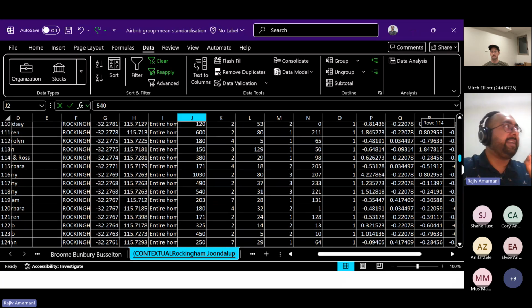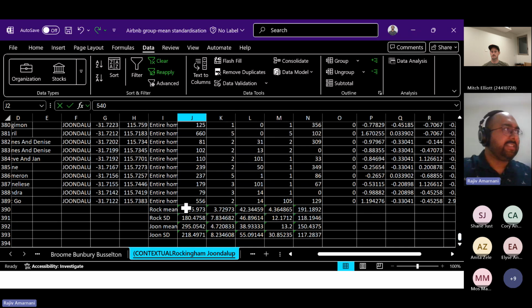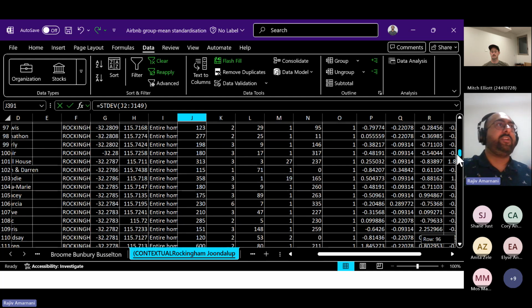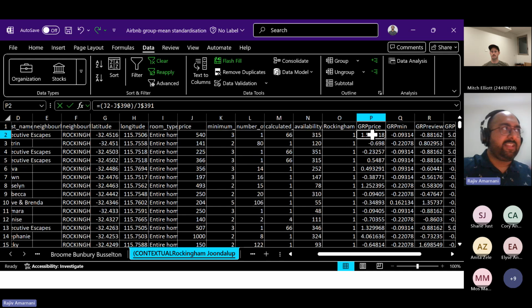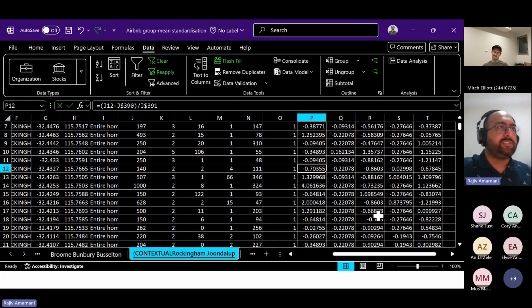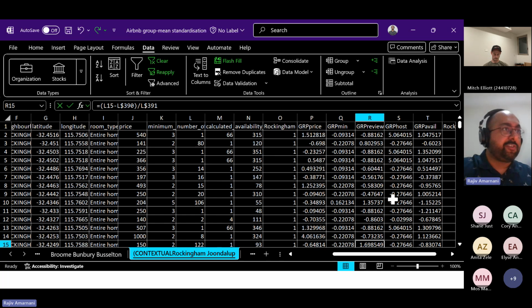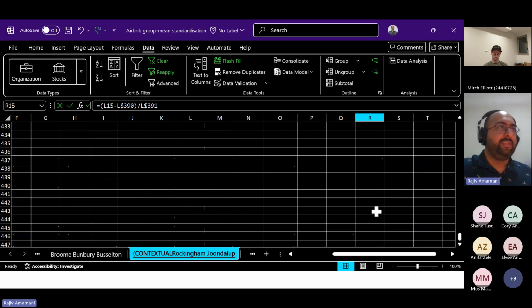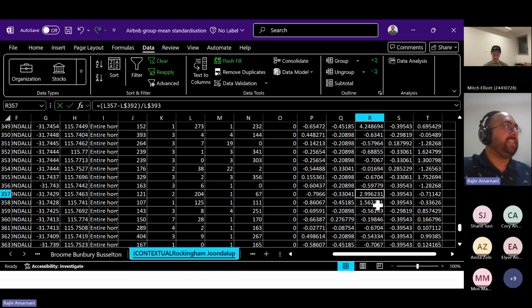So price minus the average, not in general, but the average in Rockingham, divided by the standard deviation, not in general, but just in Rockingham. That is a group mean standardized effect. And so here we have, this is expensive for a property in Rockingham. This is cheap for a property in Rockingham. And we can do this for all the variables. This property has a lot of reviews for a property in Rockingham. This property has a lot of reviews for a property in Joondalup, and so on and so forth.